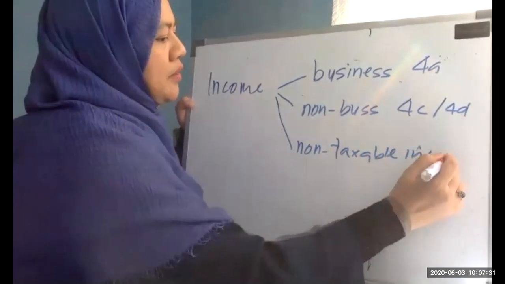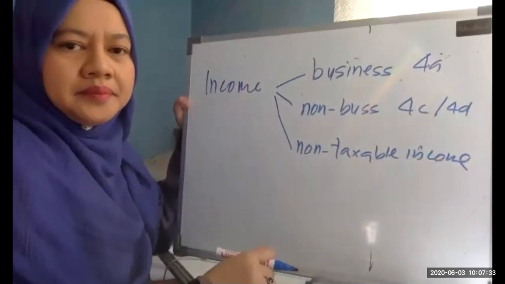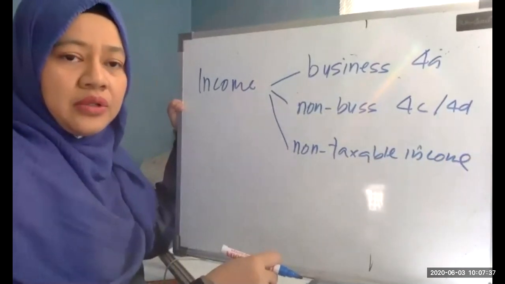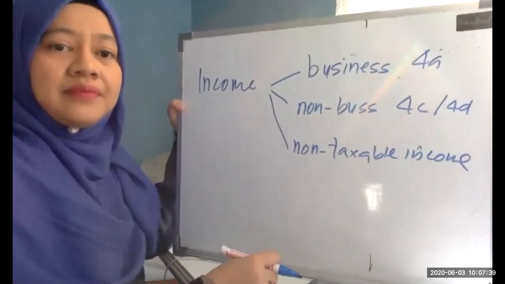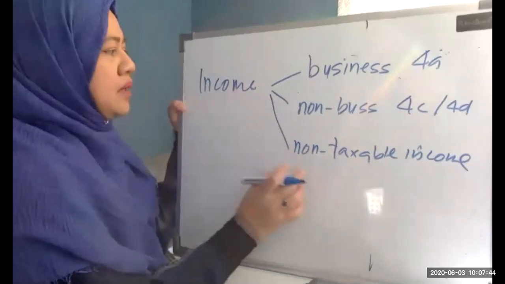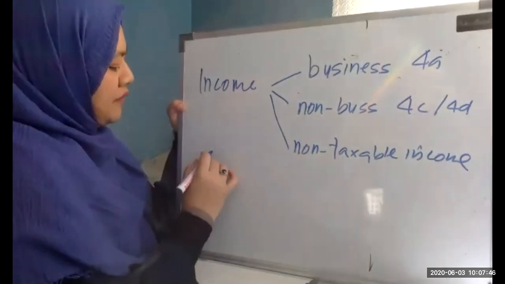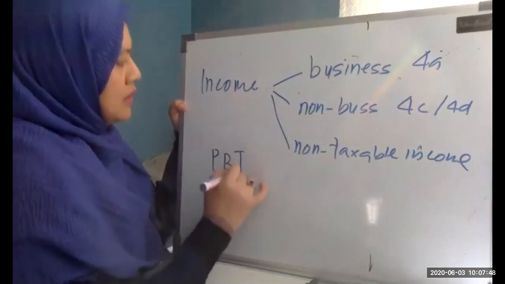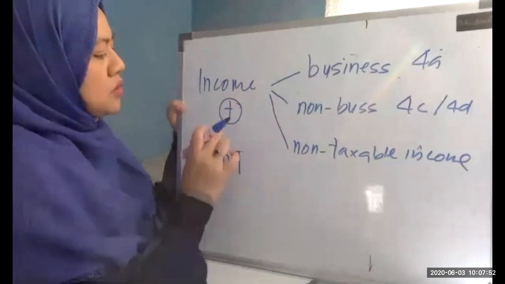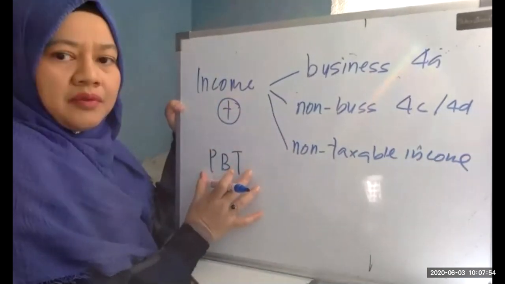Examples of non-taxable income are your gain on disposal of fixed assets and gain on disposal of long-term investments, for example shares. So these are non-taxable income. When you talk about income in arriving at profit before tax, those incomes have been added in arriving at your profit before tax.